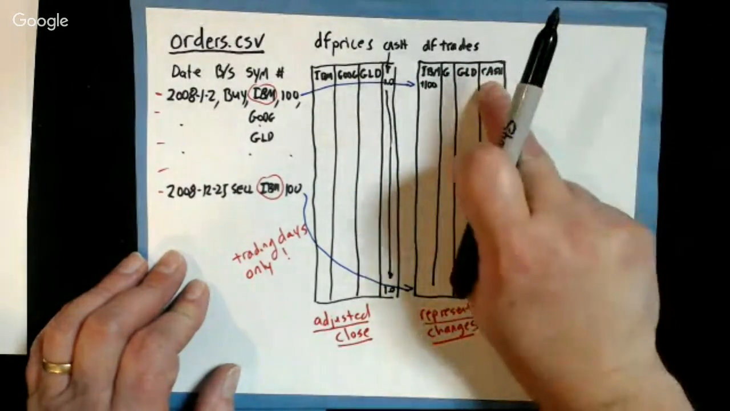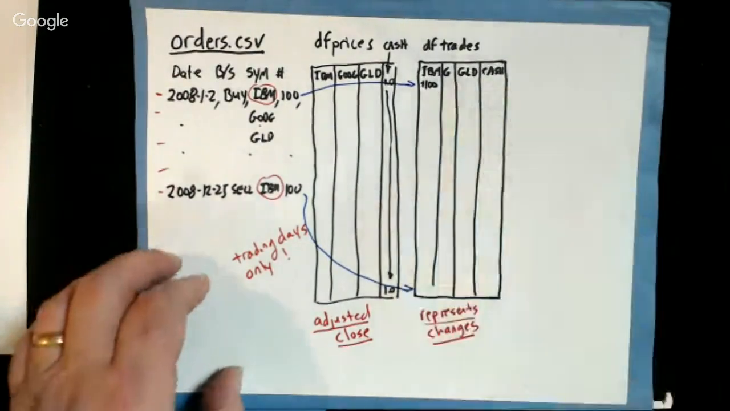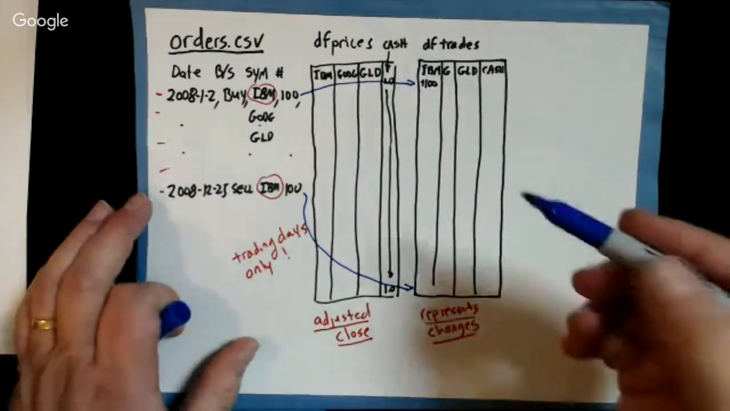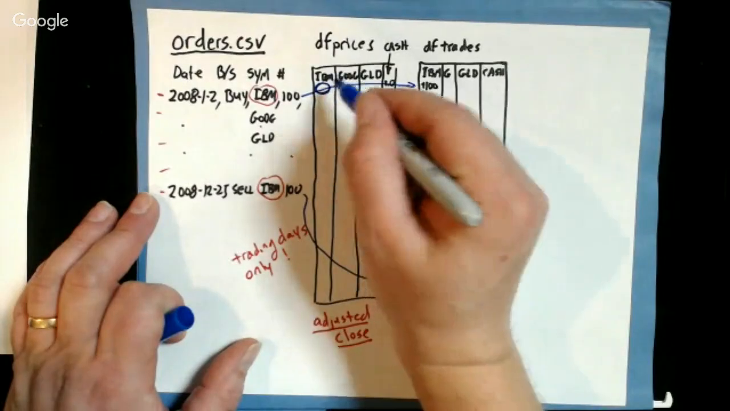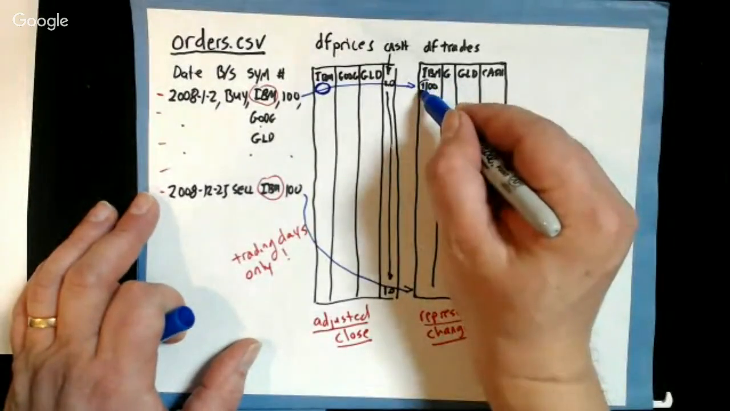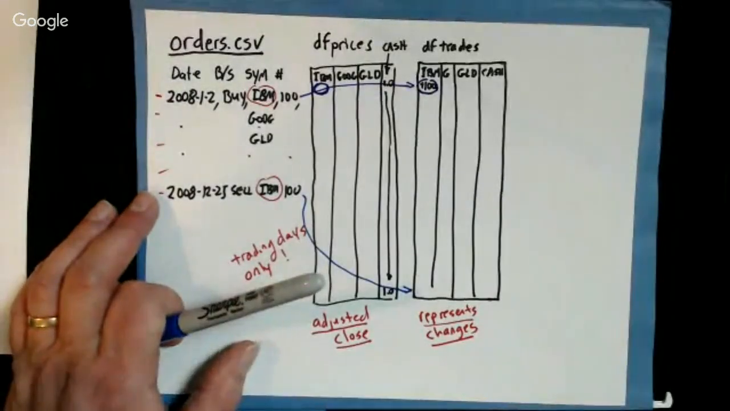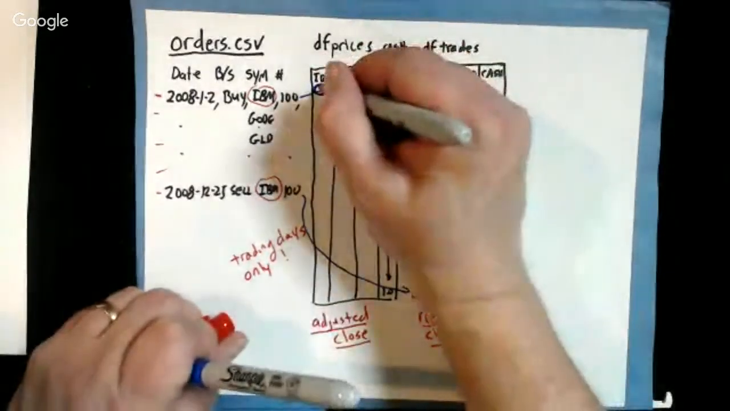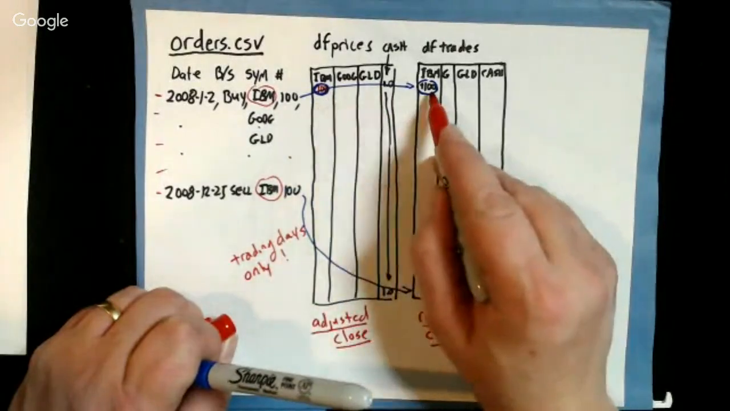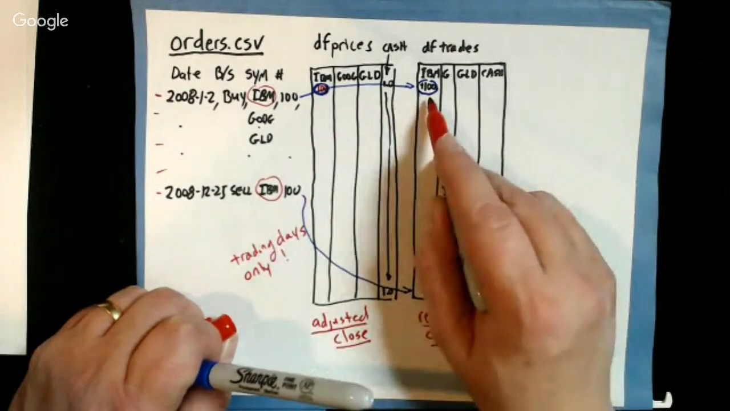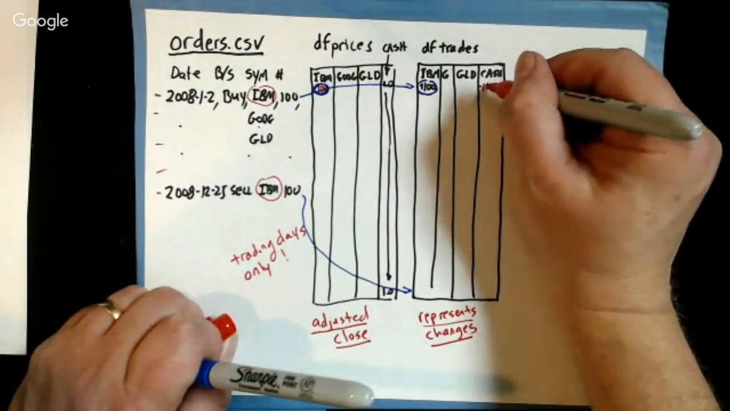Now we also lose some cash. So how much cash did we lose? Well, we take a look at what was the price of IBM this day. We look at how many shares we bought. Let's say the price, just for argument purposes, was $100. So it cost us $100 times 100 shares to buy IBM on that day. So we lost $10,000 in cash.